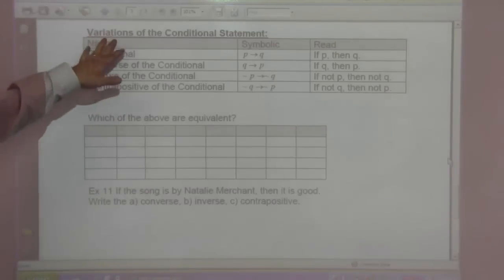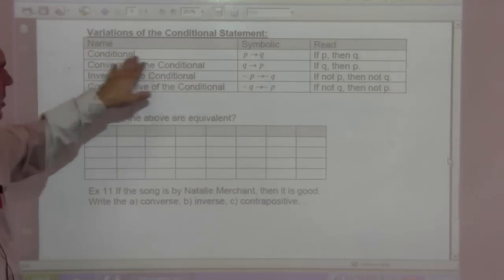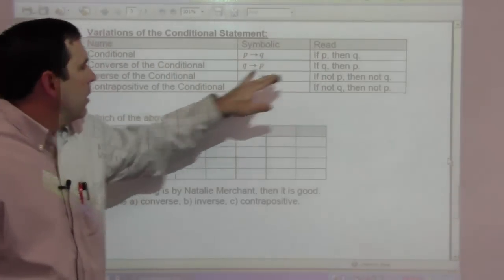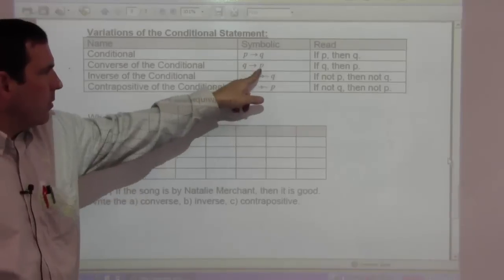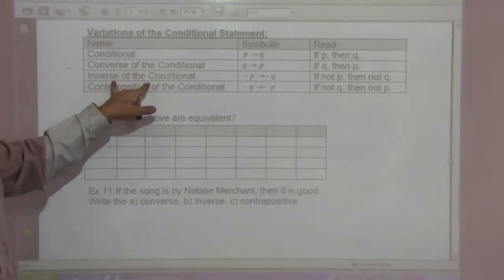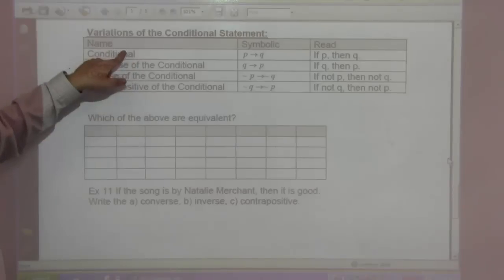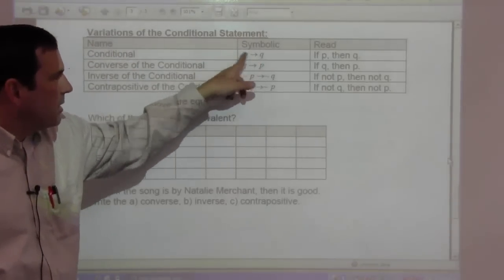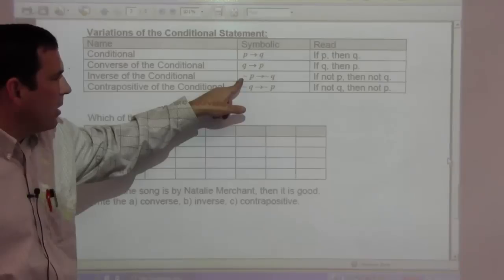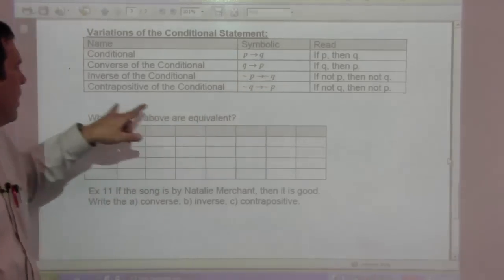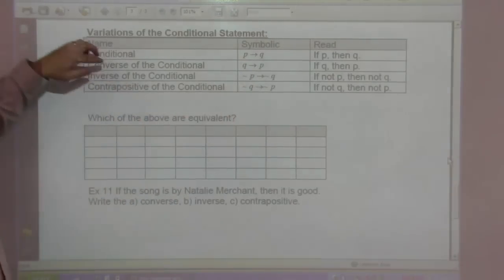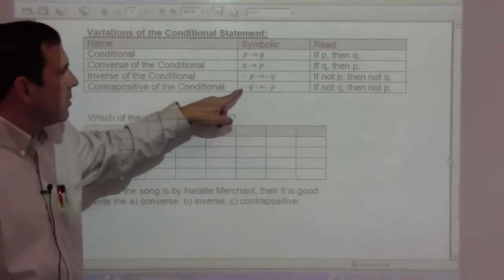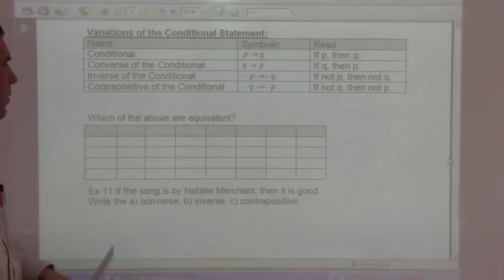Okay. Variations of conditional statements. So the conditional statement is if P then Q. The converse of the conditional. Converse means you switch them: if Q then P. Now the inverse of the original conditional, we make each statement negative. So if not P then not Q. And the contrapositive means we're going to make them both negative and switch them. So if not Q then not P. And we're going to find out which of these are equivalent statements.